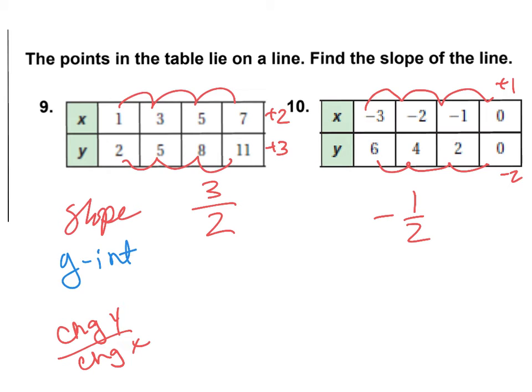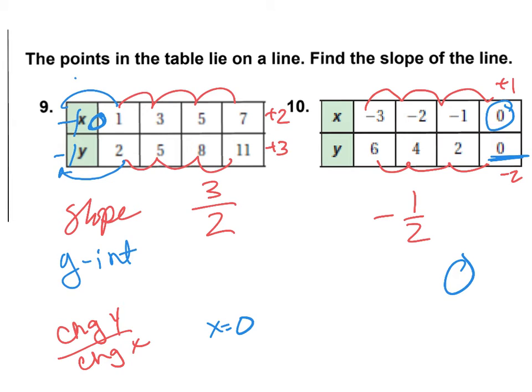Now, y-intercept was when x equals 0. So for our second one, right here, x is 0, so our y-intercept is 0. There it is. But for number 9 here, I don't have a 0. It's going up by 2. So if I go down by 2, it's at negative 1. 0 would be right in between. So the next one down here would be also at negative 1.